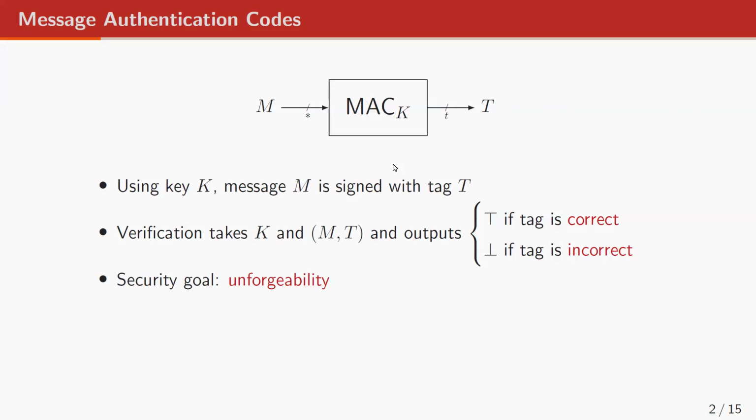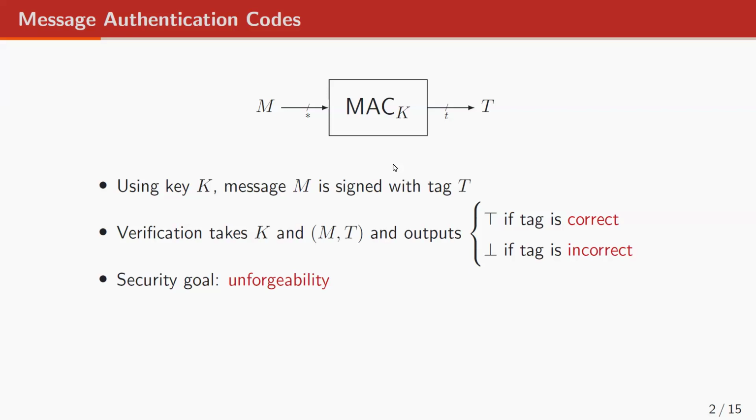The main goal we have is usually unforgeability. So it should be hard for an outsider that can get many of these message-tag tuples to find a new tuple that succeeds. If this MAC function satisfies this property, we say that it's unforgeable.